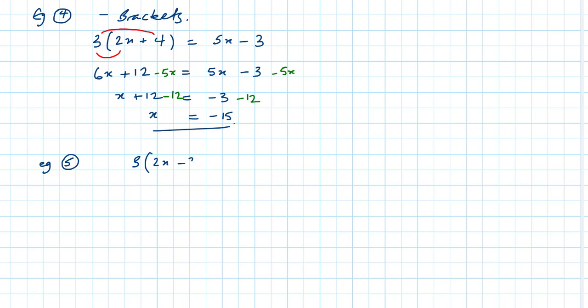Second example. Okay, so this time we've got brackets on both sides of the equal sign. But all we're going to do is expand both brackets out, just like we've done previously. So 3 lots of 2x is 6x, 3 lots of negative 3 is negative 9, 4 lots of 3x is 12x, 4 lots of 1 is 4.